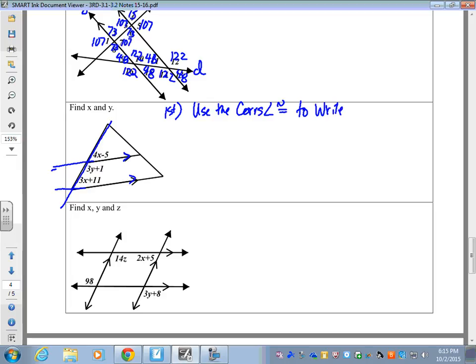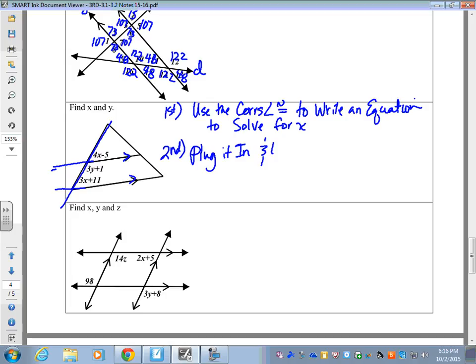to write an equation to solve for x. Once you solve for x, then you're going to just plug it in, plug it in, plug it in. And you're going to use the same side interior or consecutive interior being supplementary, equal to 180, to solve for y. We'll see if you can do that. We'll check that in class tomorrow.